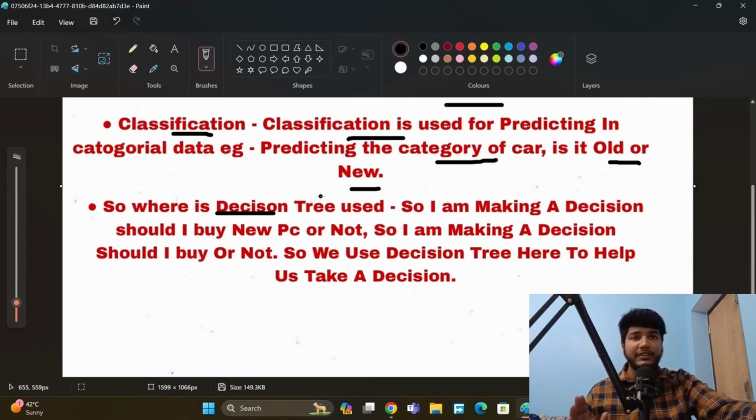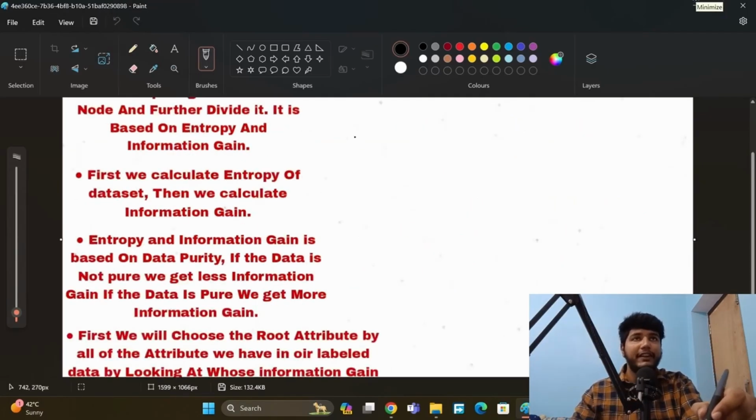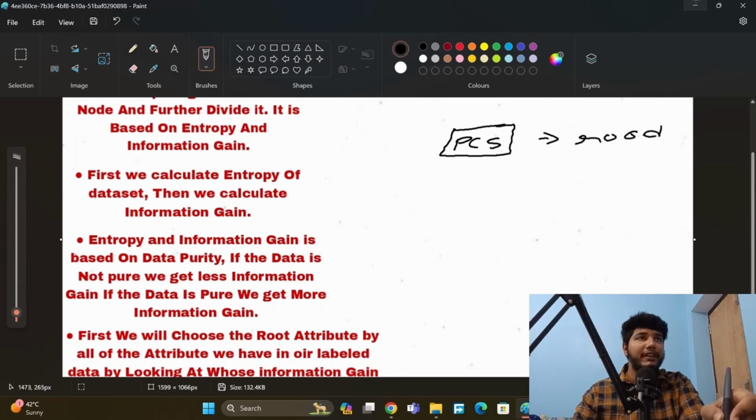So how does a decision tree work? Let me show you. And how does it look? Here we will create an attribute, and this is called PC status. And what is this? This is the root node, the node from where everything is connected. This is called the root node, and we will connect edges from here.